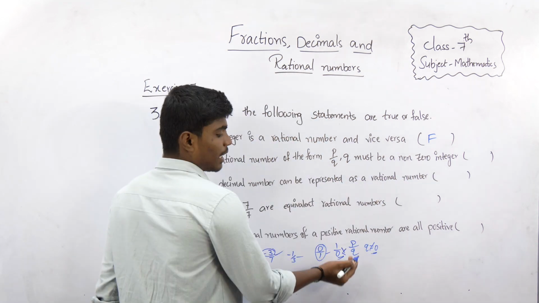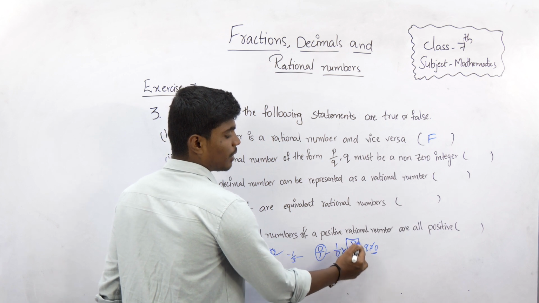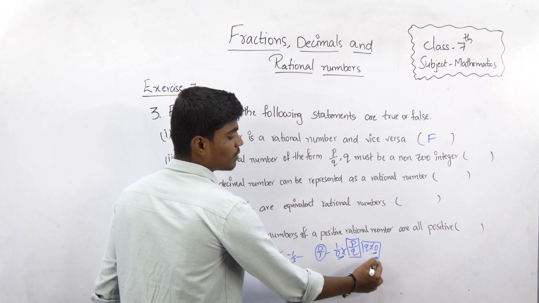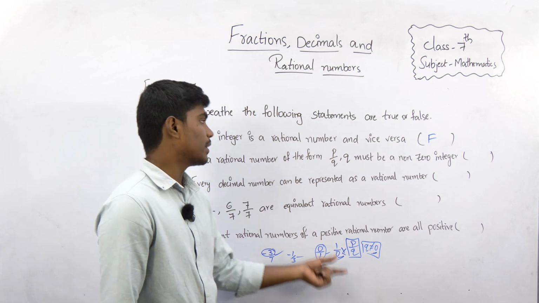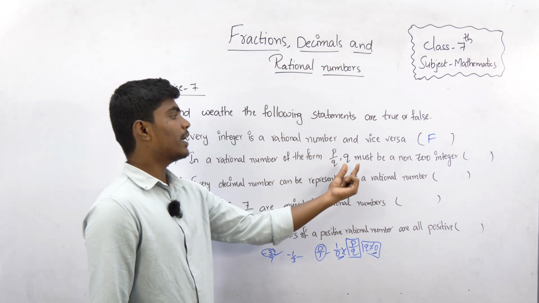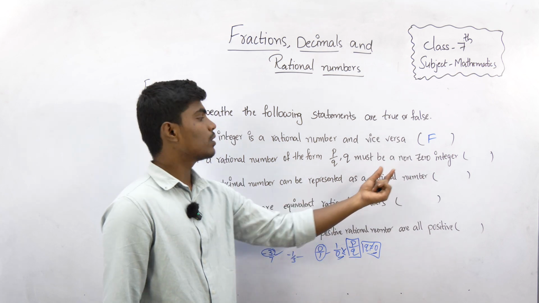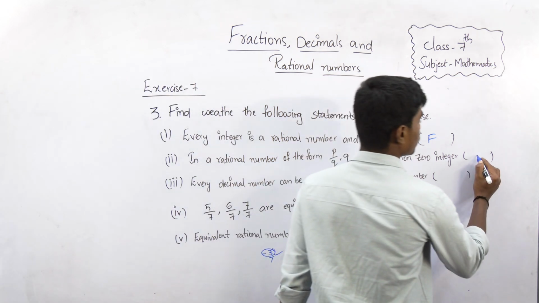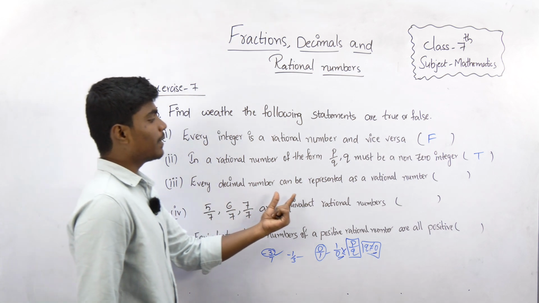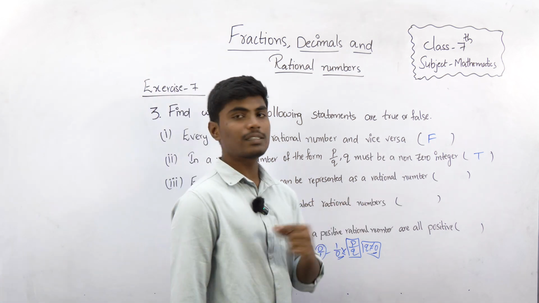Next: a rational number of the form p by q must have a non-zero integer q. As I told you, the numbers which are in the form of p by q where q is not equal to 0 are called rational numbers. Here p by q, and q must be a non-zero integer, means q is not equal to 0. So this is true.